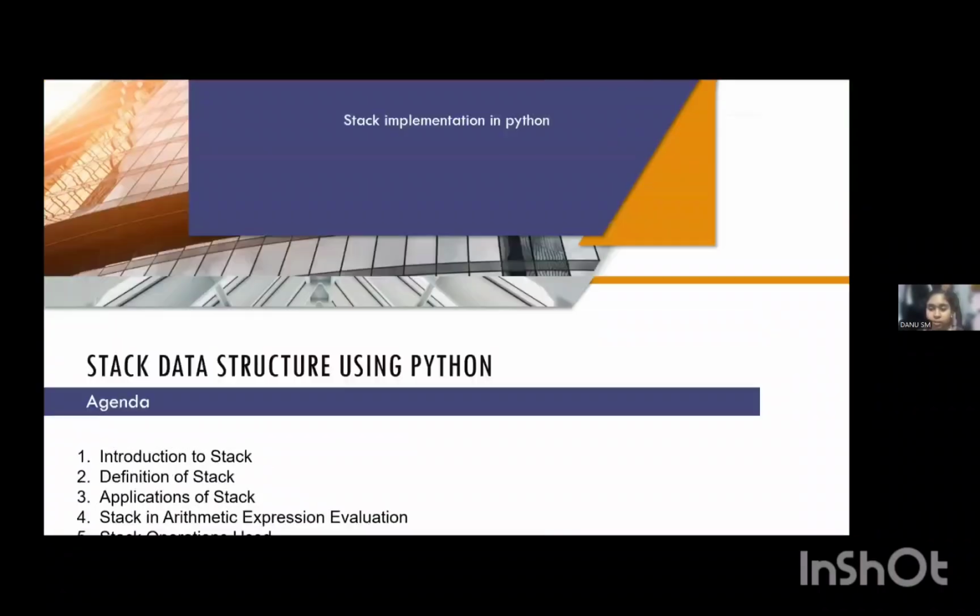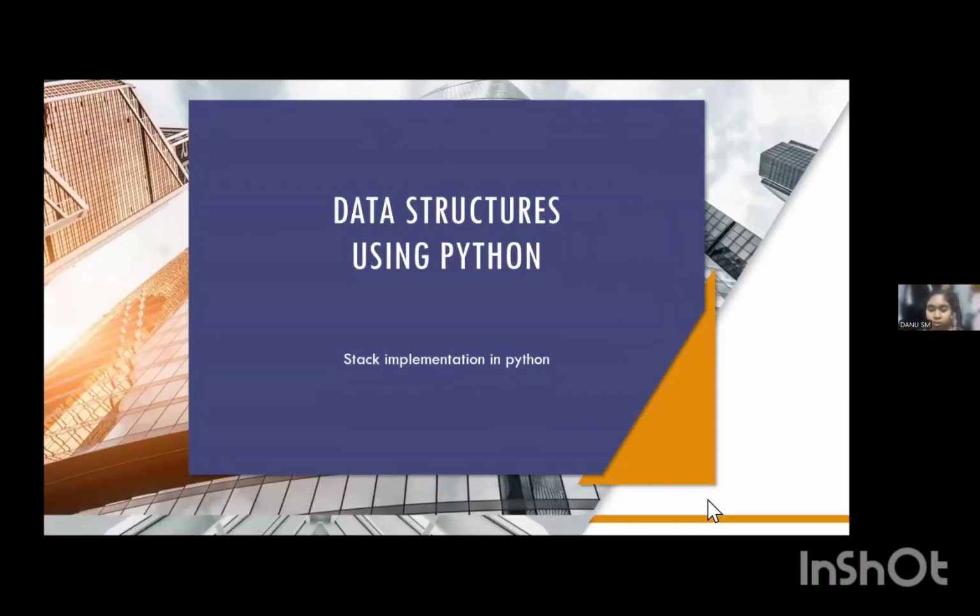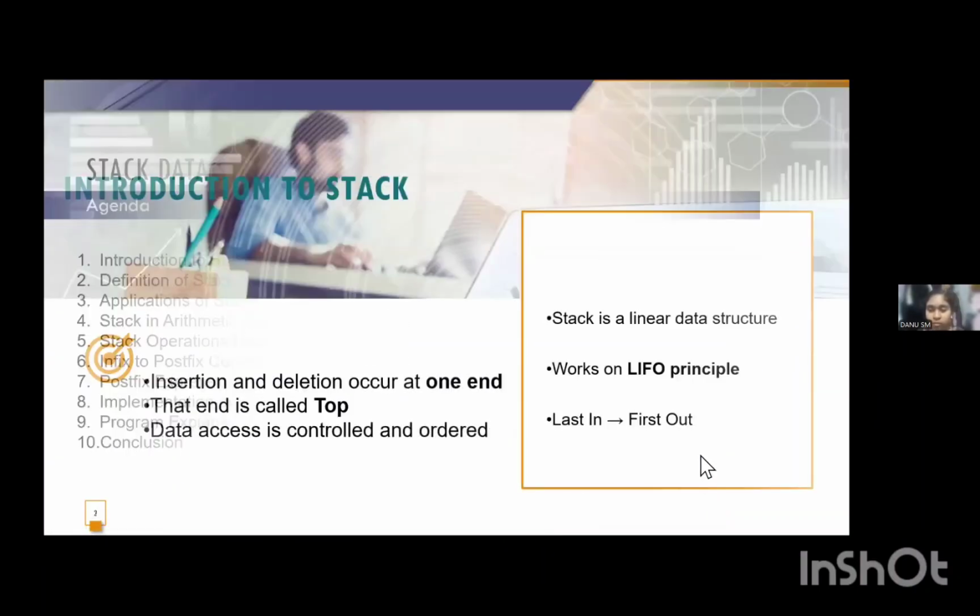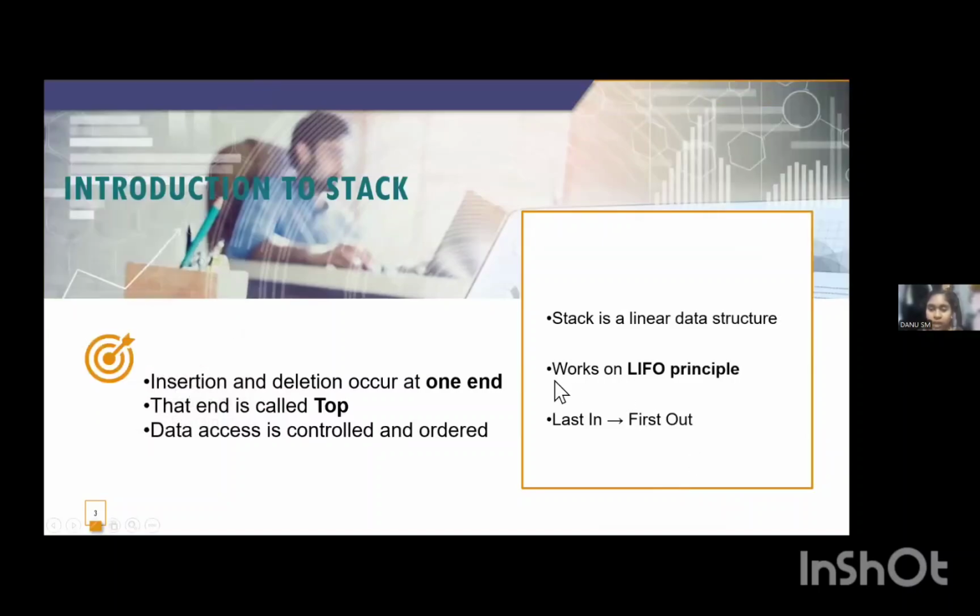So let's see the introduction to stack. Stack is a type of linear data structure. It works based on the LIFO principle, which means last in, first out. This means the element that is added last will be removed first. In stack, insertion and deletion happen only at one end, which is called the top. Because of this, data access is restricted and well organized.